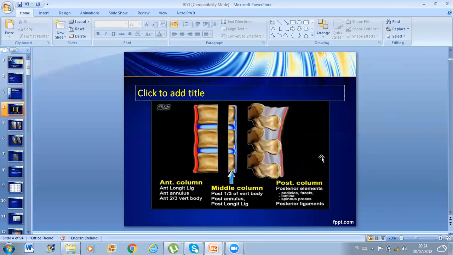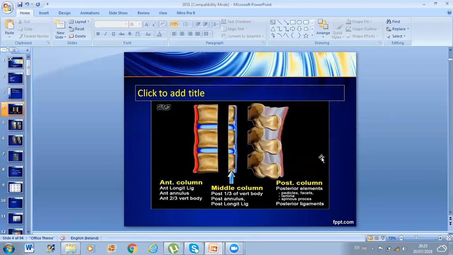This is the 3-column classification of the spine, which includes the anterior column, middle column, and posterior column. Who described this? Do you know the surgeon's name? Dennis. Yes, Dennis. The anterior column includes the anterior longitudinal ligament, anterior annulus, and anterior two-thirds of the vertebral body.